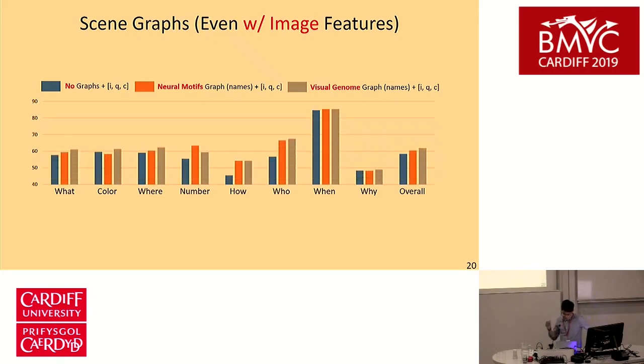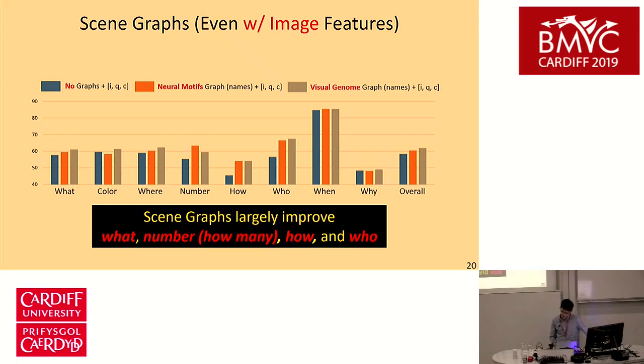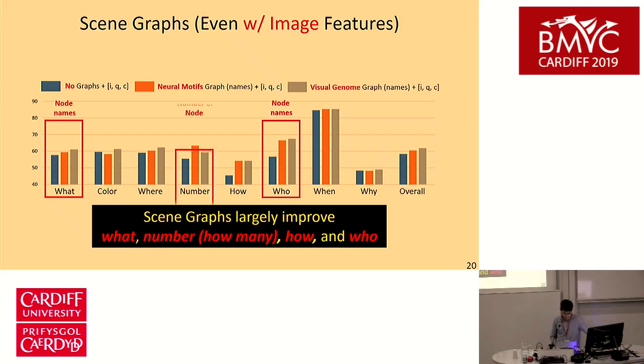So here with image feature, here are some question types that are particularly helped by the scene graphs. For example, "what" type questions and "who" type questions, probably because the objects related to the question are often encoded as nodes in the graph. So for number questions, like how many oranges are there in the image? The model can kind of just count the number of orange nodes in the graph. That is how "how" questions can benefit from relations.